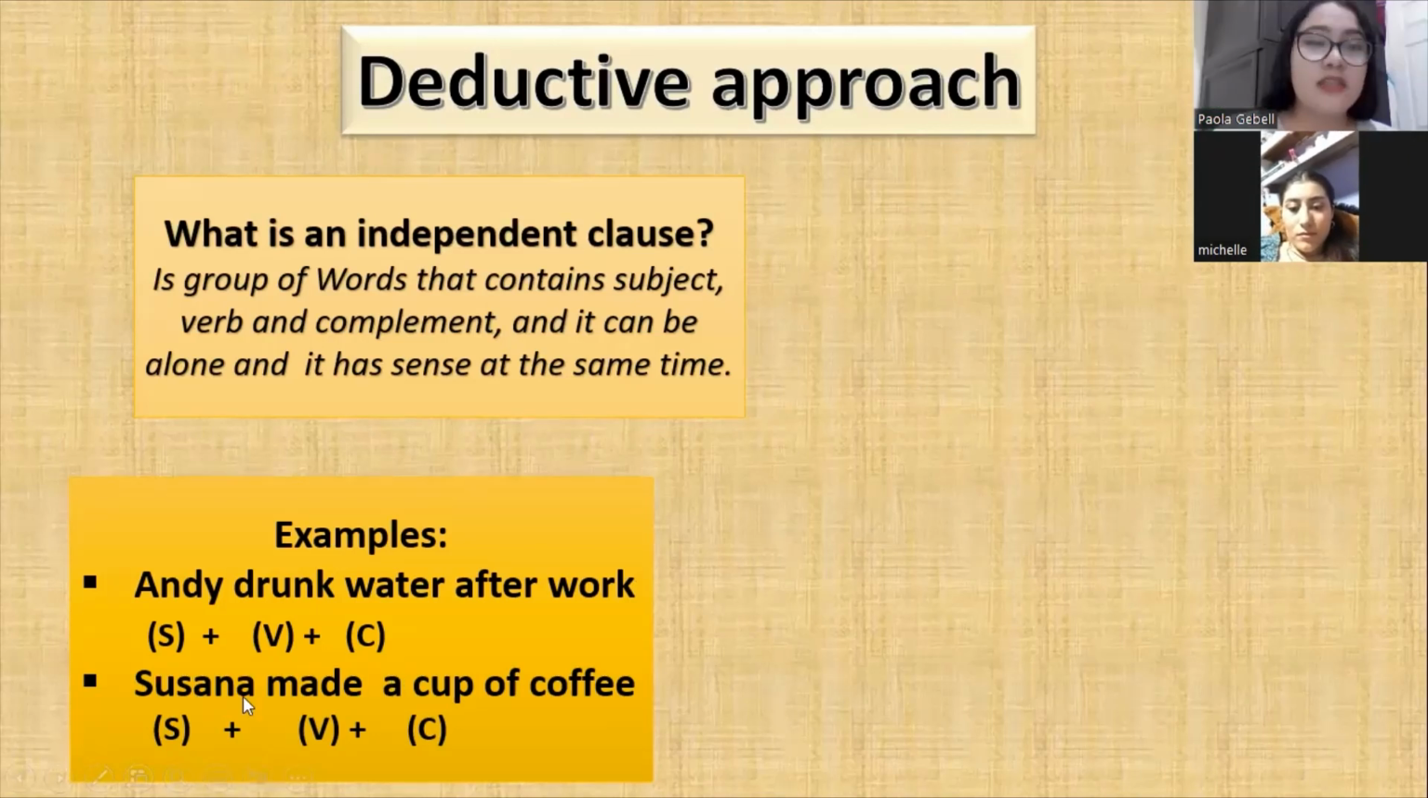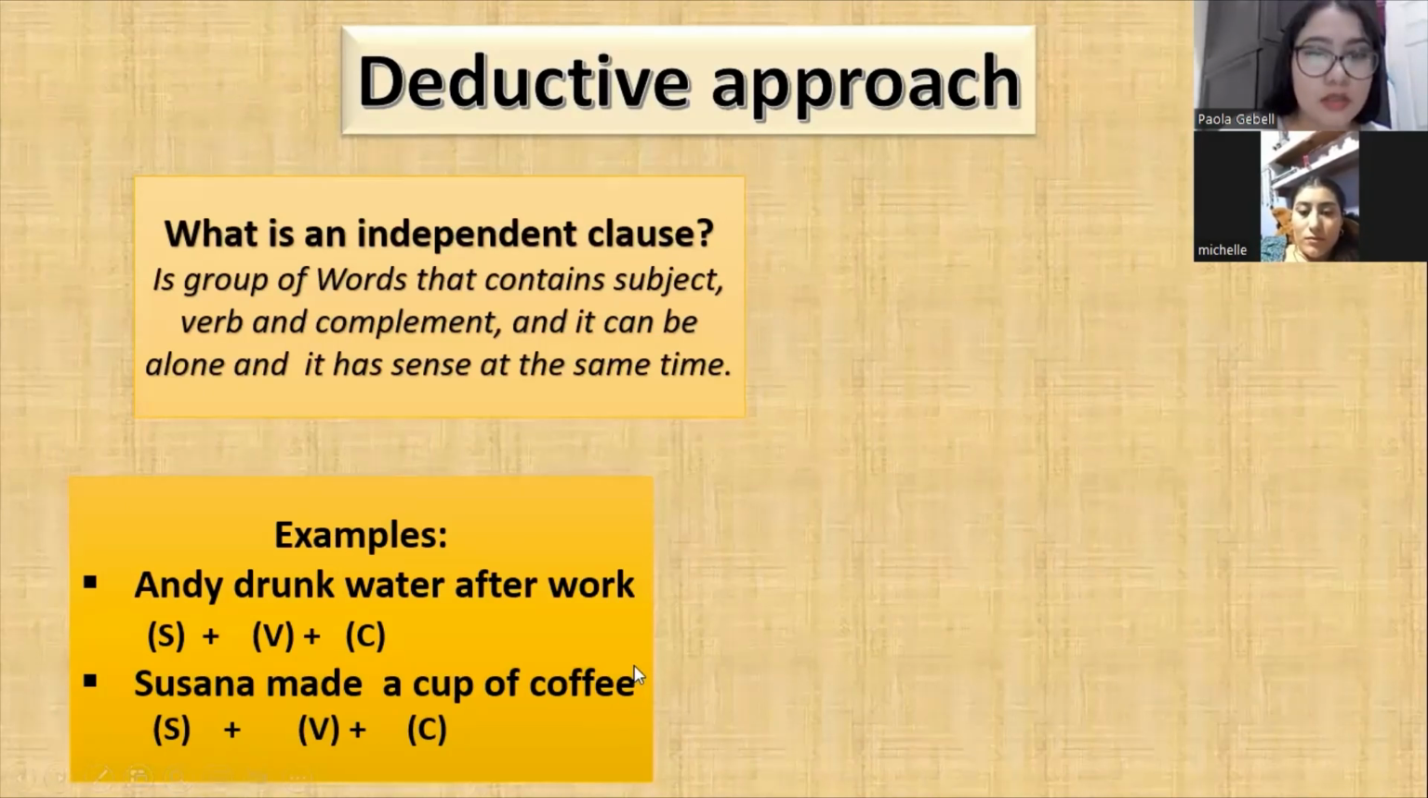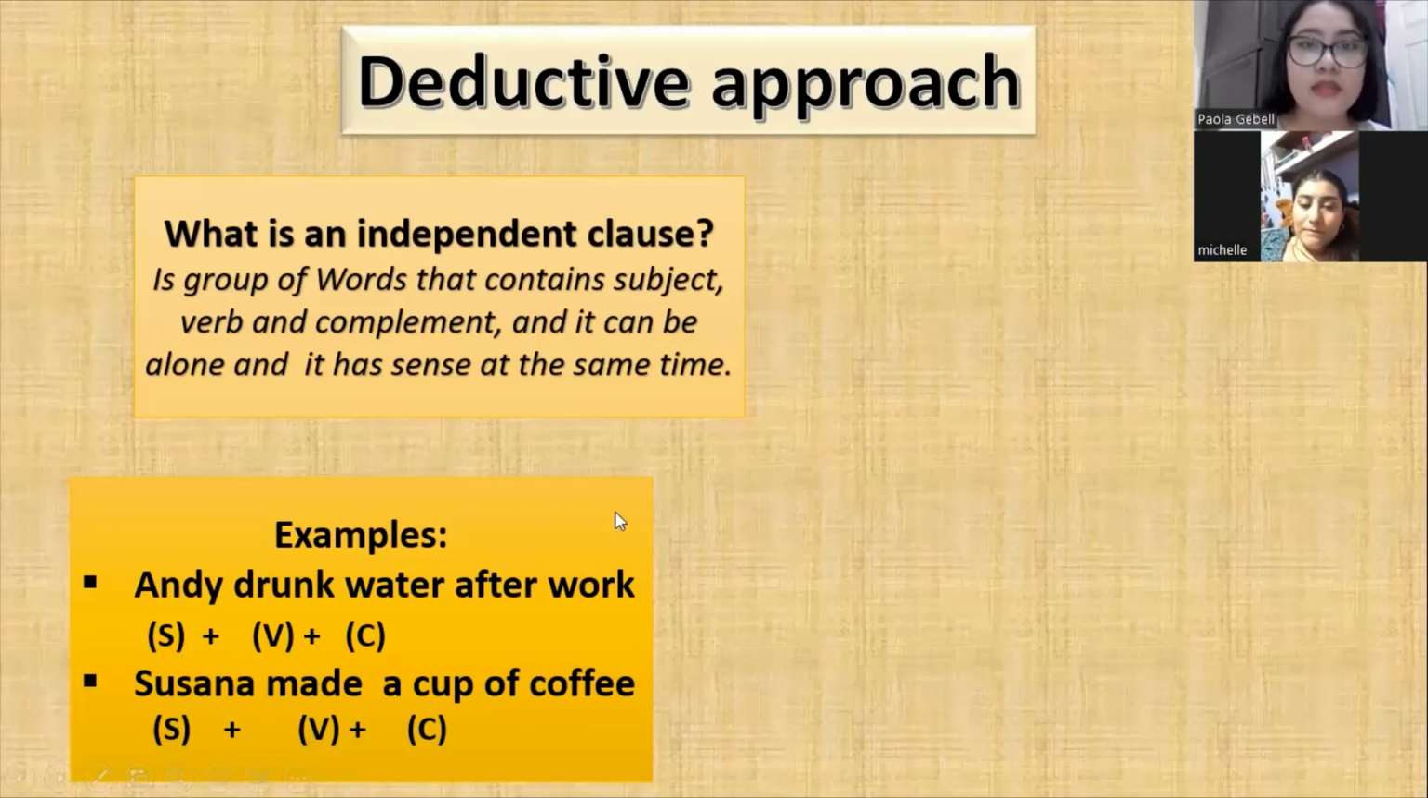And also in the second sentence, we have Susanna made a cup of coffee. If you put a period at the end of the sentence, you are also going to have a complete sentence. So it's an independent sentence because it doesn't need another sentence to make sense. So here we also have subject, verb, and the complement. But what happens with the dependent clause?